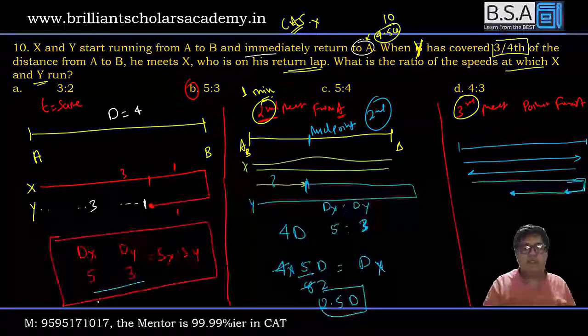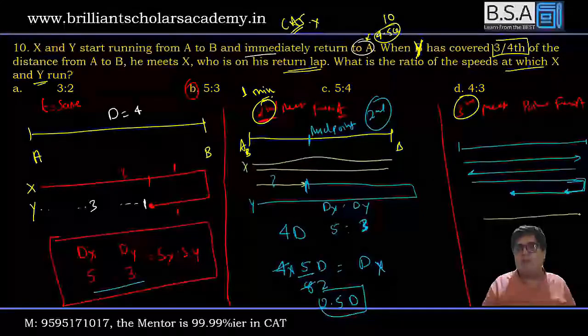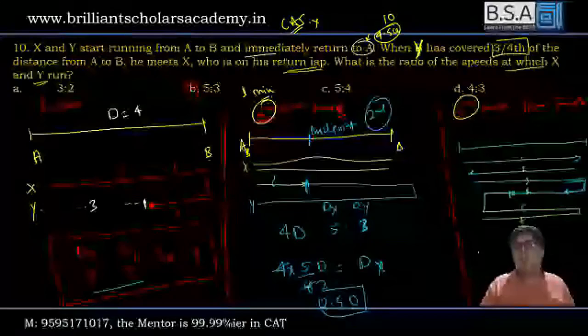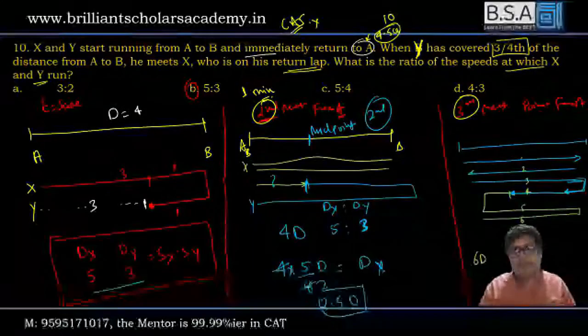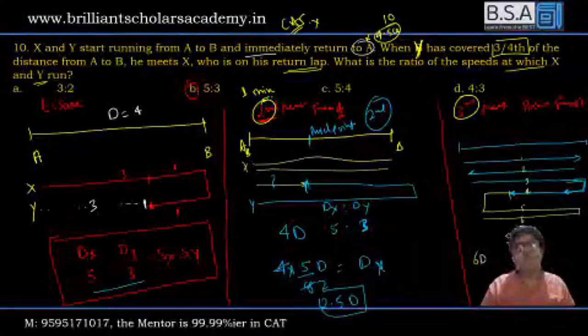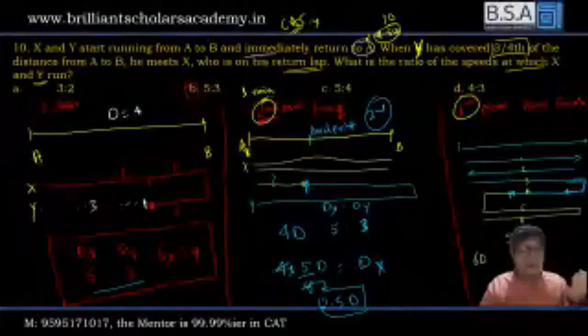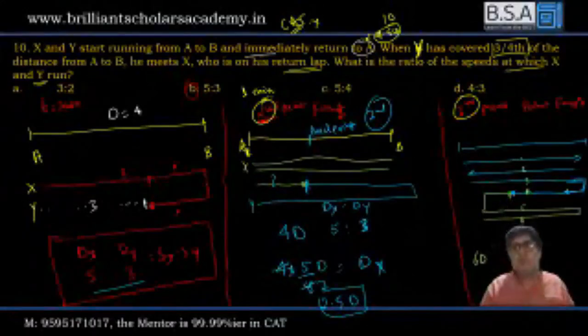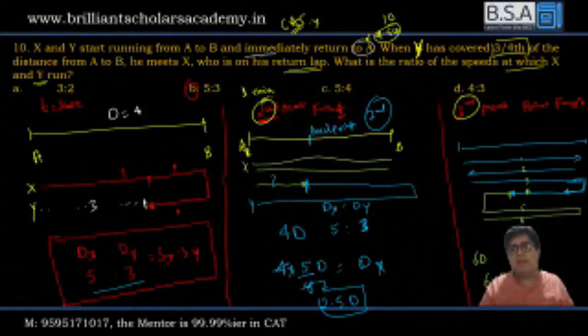What will Y do? Y has gone to the side, come back, and is returning. So how many lines? 1, 2, 3, 4, 5, and 6. Total distance is 6d. What is the ratio? 5/3. I want from where? I want the distance from A. So I'll focus on the green line. So distance of Y, 6 into 3/8 d is distance of Y.